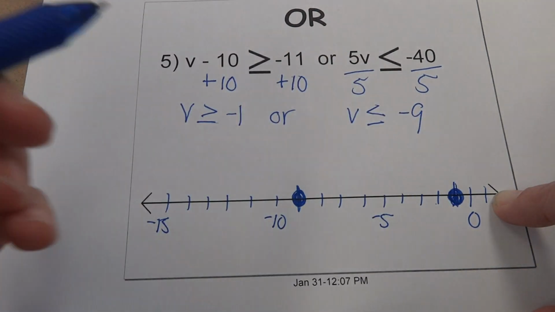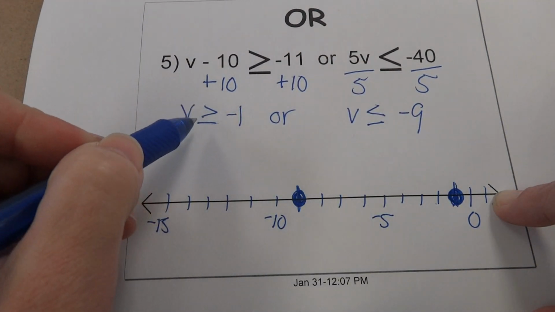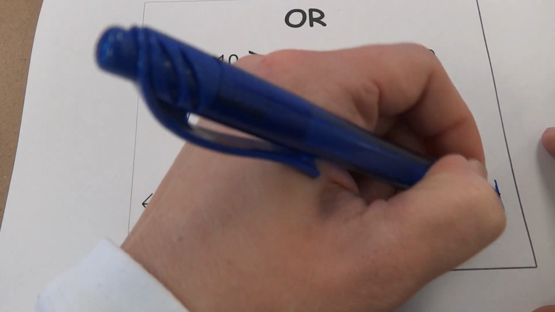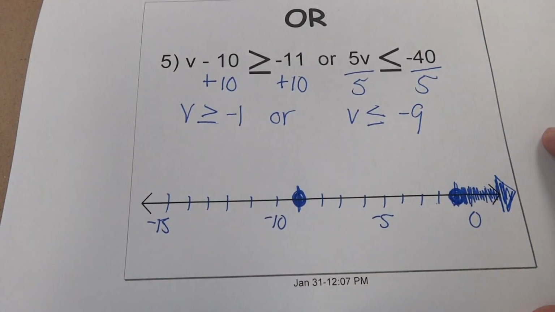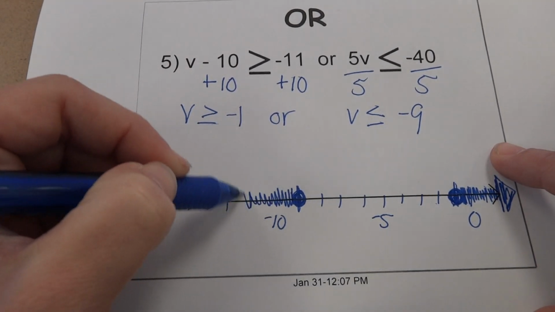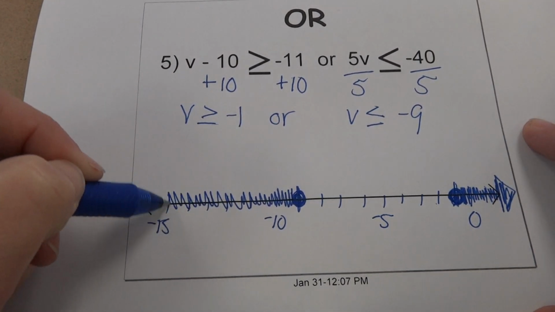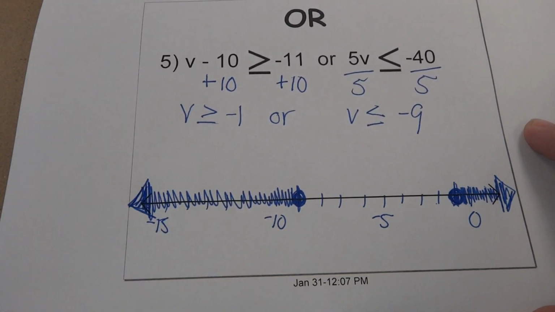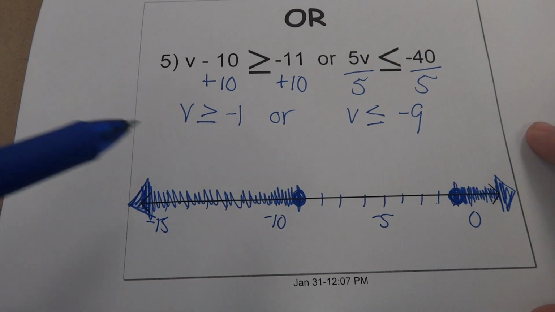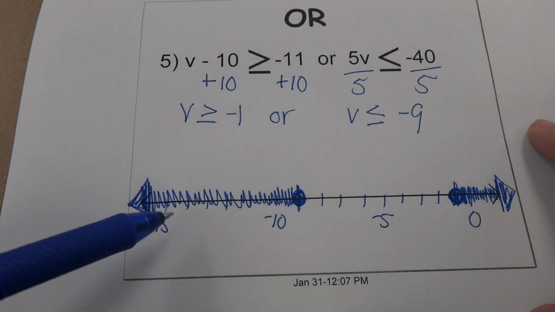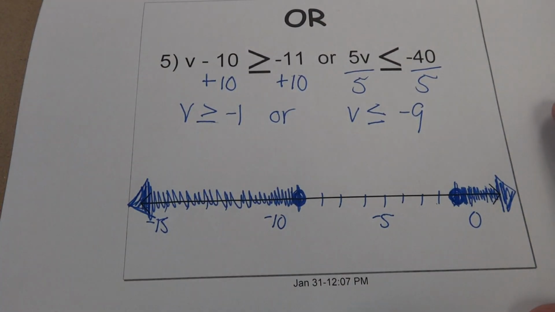Now I'm ready to shade. This says v is greater than or equal to negative 1, so I'm going to shade in the greater than direction. And this one says v is less than or equal to negative 9, so I'm going to shade in the less than direction. Now remember with or statements that only one of these has to be true. So either a number from this set is a solution to the inequality, or a number from this set is a solution to the compound inequality.